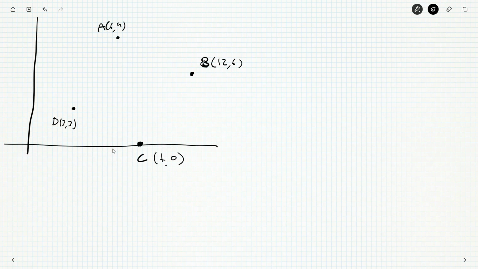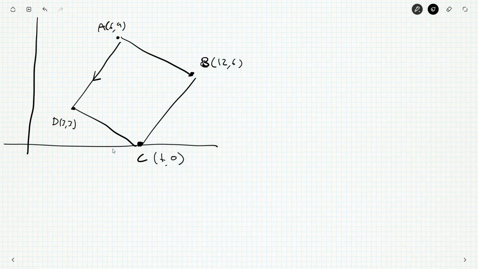One thing you can do, because you know it's a square, which is technically a rectangle. All squares are rectangles, not all rectangles are squares. A square is just a rectangle with the same side length on both sides. One thing you could do, which I don't recommend because it's going to be kind of long, is say, well, I know what A and D are, so I can figure out the equation of this line here.